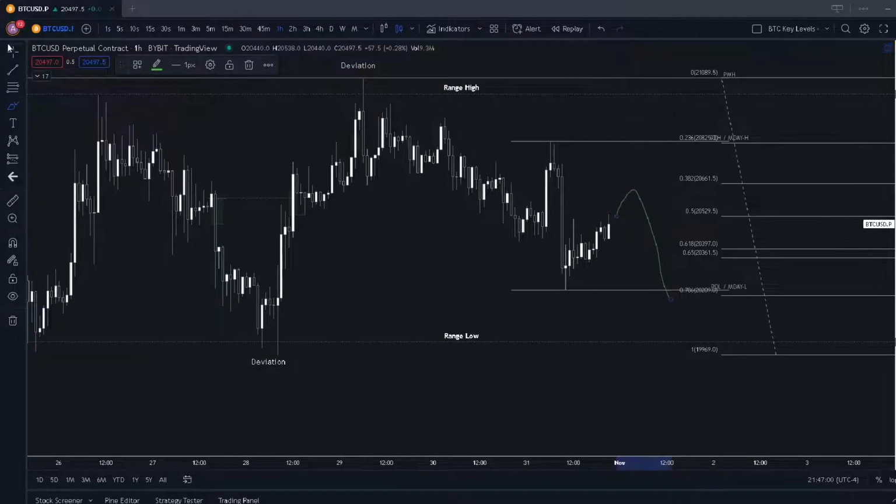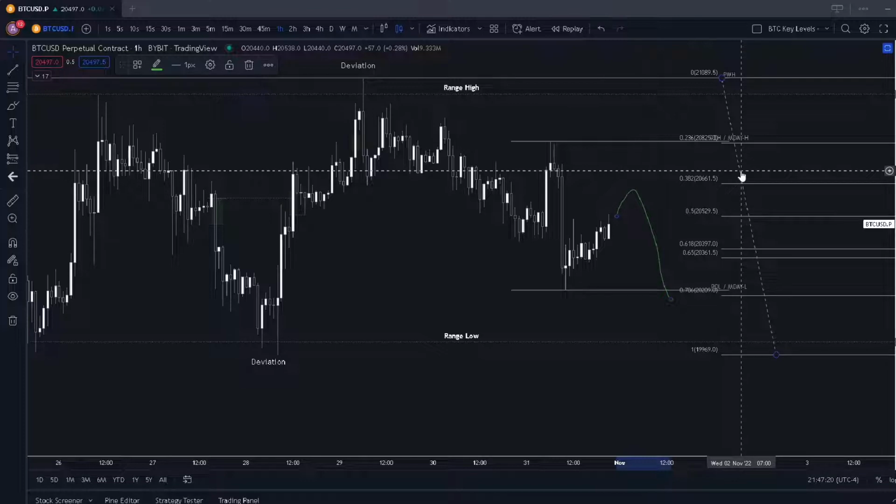So now that we have a very short-term outlook on Bitcoin, which is filling this fair value gap and going down, how do we know how far it's going to go down to? Something to note is that Fibonacci is actually not a technical indicator, but we use it because the algorithms that the market makers use actually use Fibonacci values.